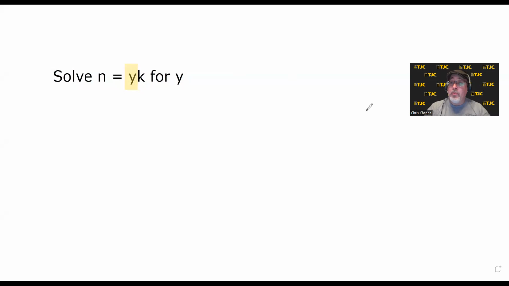Well, to get rid of a variable or a number that's attached to another variable, you should ask yourself 2 questions. How's the variable attached? And what's the opposite of that? In this case, the k is multiplied by the y, and we need to get rid of the k. Since k is multiplied, we divide both sides by k.